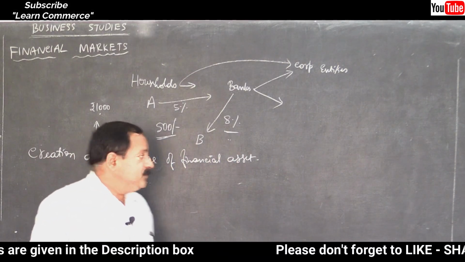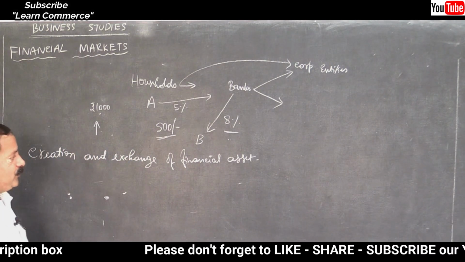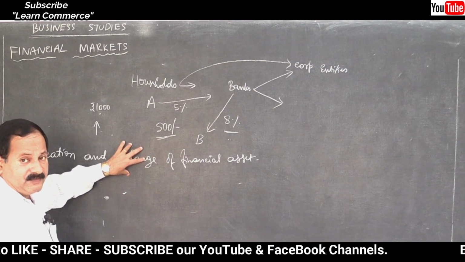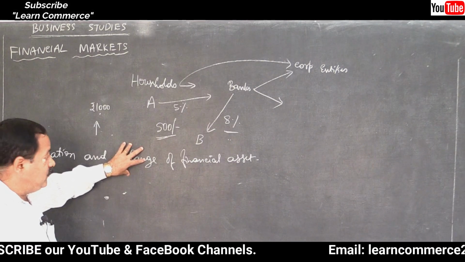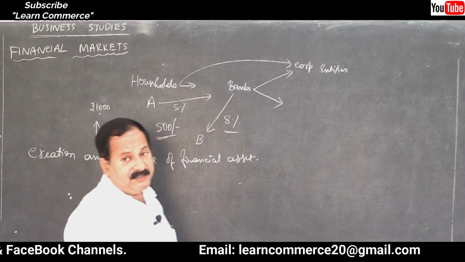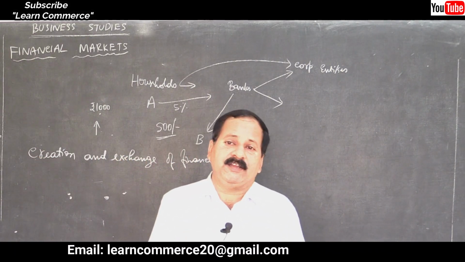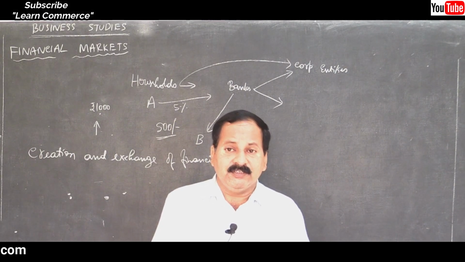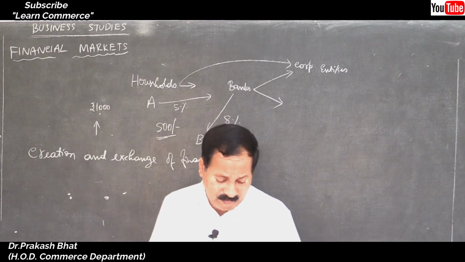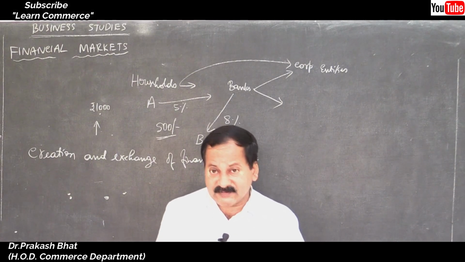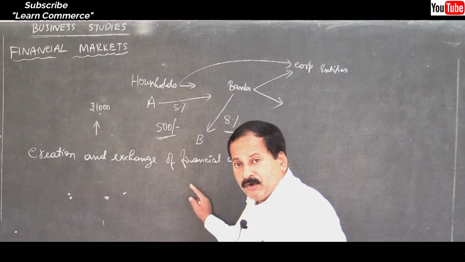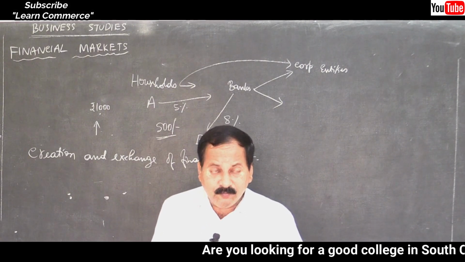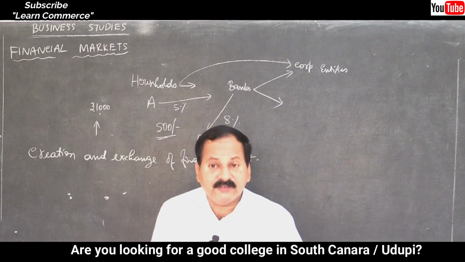So that is creation and exchange of financial asset. Exchange in the sense purchase and sale. Either purchase or sale, that is called exchange of financial asset. So that is what the financial market is. Understood now? It is a market for the creation and exchange of financial asset. What are the financial assets? Maybe shares, debentures, bonds, or any other security. Any other security, isn't it? Now let us move on to the next part, that is functions of financial market.